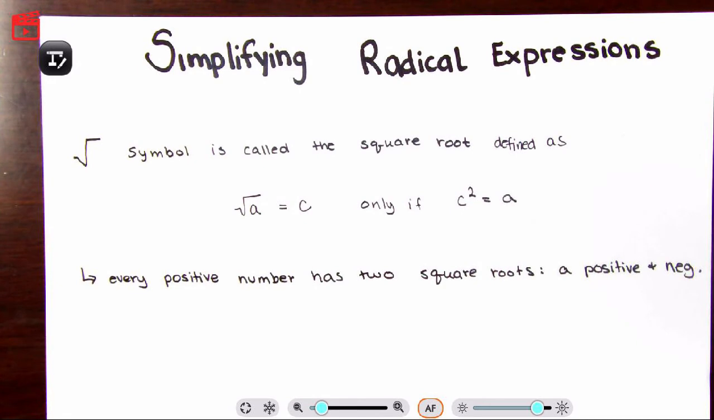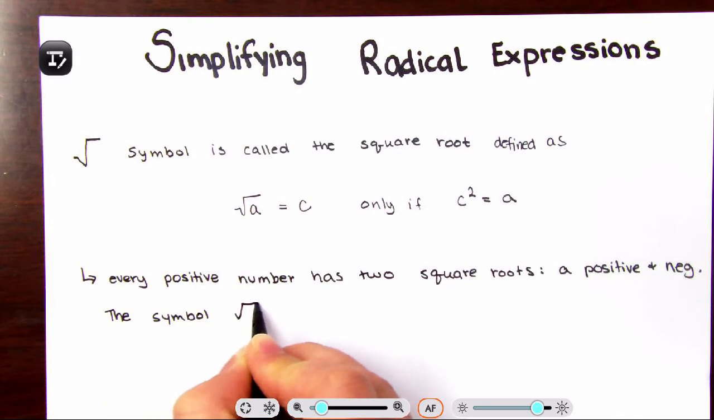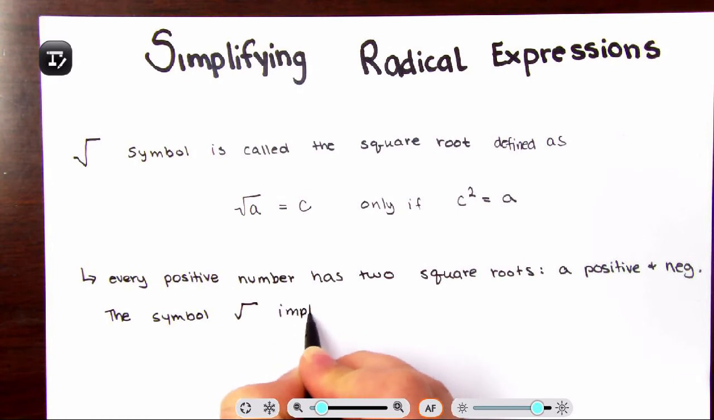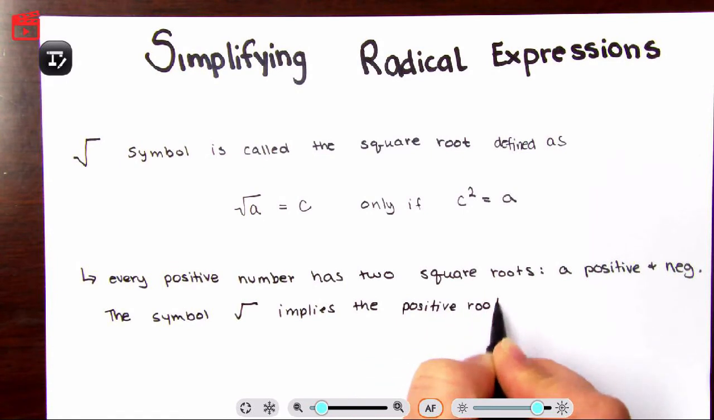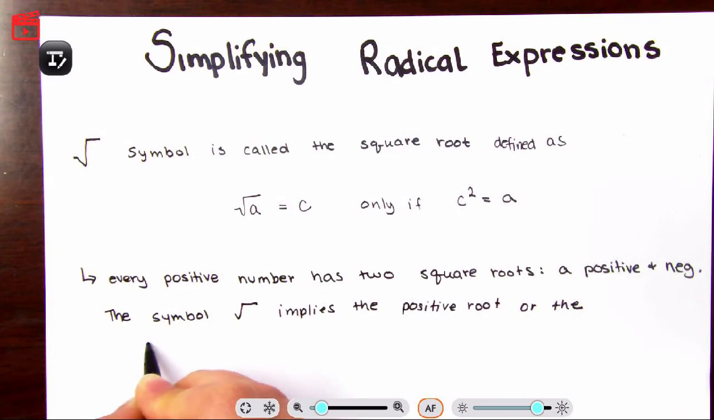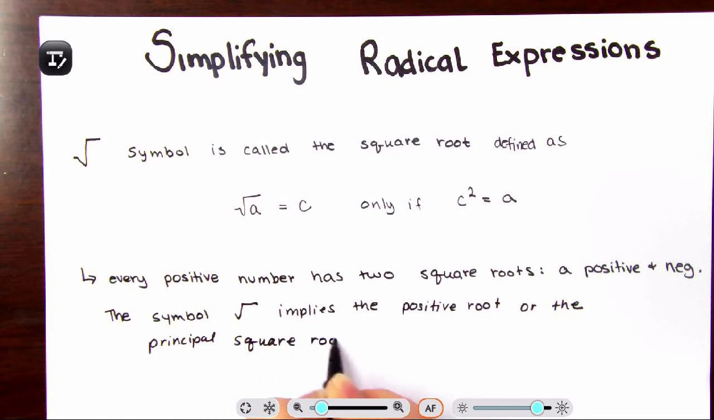But here's the thing though, the symbol implies the positive root, or it's called the principal root. So whenever you take the square root of something, you're implying a positive root. Okay, you're implying a positive answer. Now, anytime you solve by taking the square root of something, however, we're usually saying it's a plus or a minus.